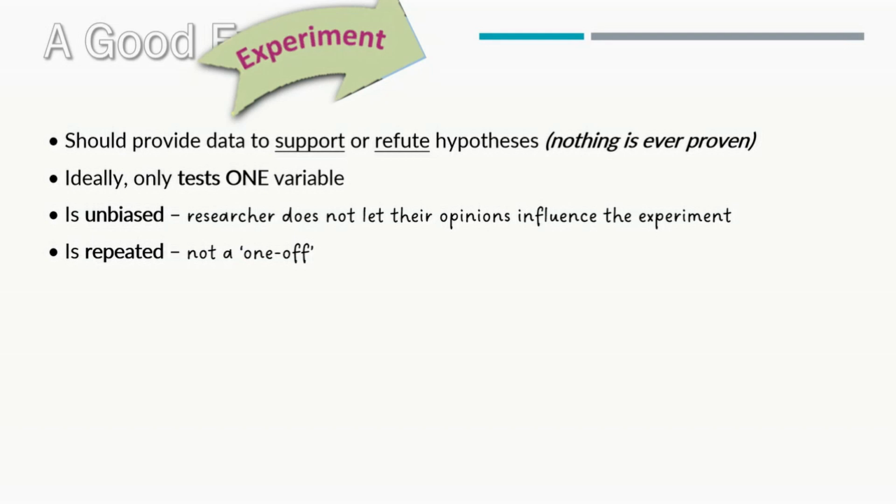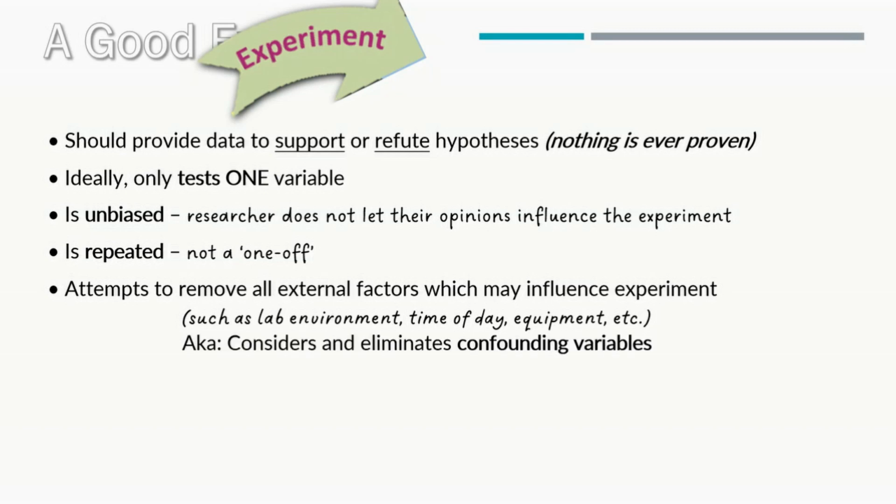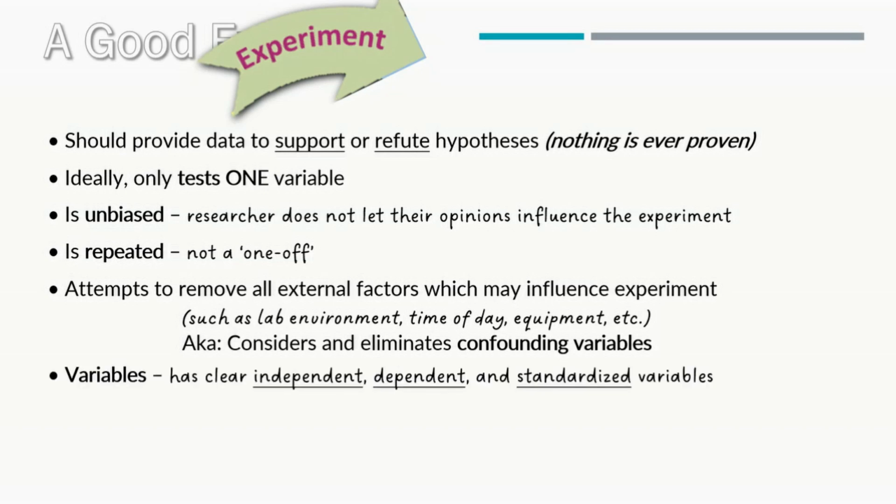And it's also very important that we work to remove confounding variables or external factors that may influence our experiment, right? Such as the environment, the time of day, the equipment being used. It's very important that we standardize certain things in our experiment. So another way to say this is consider and eliminate all confounding variables. The term confounding variables just refers to variables that can influence your experiment that you don't want to influence your experiment, or that maybe you didn't think of. Sound good?